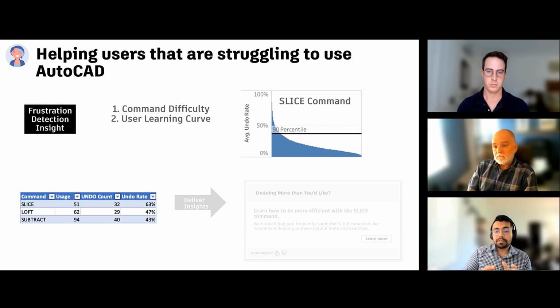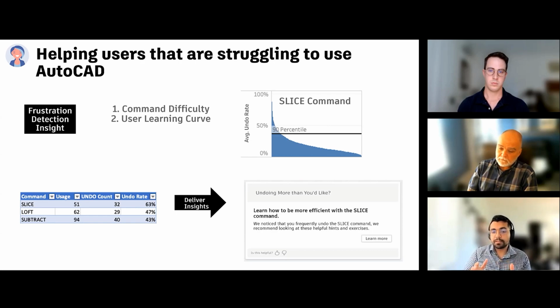Now, this information that was outputted by the different models gets sent to a publishing engine where this information gets enriched by content that our experts have curated. And that's when this insight would get delivered back to Rachel in the form of something like this, where it would say, learn how to be more efficient with the slice command. We notice that you frequently undo the slice command. We recommend looking at these helpful hints and exercises.